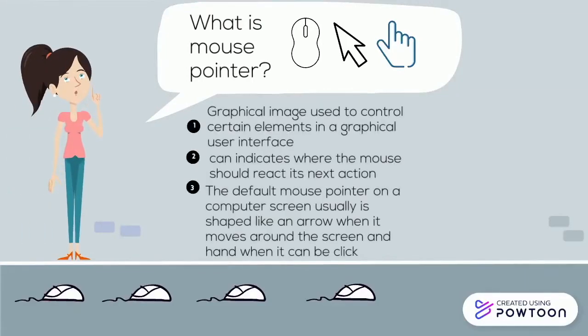It is basically a graphical image used to control certain elements in a graphical user interface. In other words, mouse pointer can indicate where the mouse should react in an action. For instance, the mouse pointer rolls when users are opening a program or an application, dragging a file to a location, highlighting a word in a sentence, and others. The default mouse pointer on a computer usually is shaped like an arrow when it moves around the screen and a hand where it can be clicked.